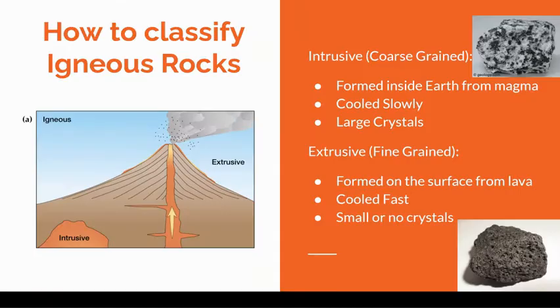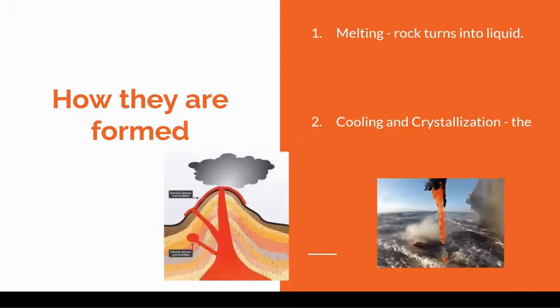Let's start with igneous rocks. Igneous rocks are formed, as we know, from volcanoes. So, how they're formed is melting happens first. The rock turns into a liquid like magma or lava, as you can see in these pictures. Then it cools and crystallizes. What happens during the cooling and crystallizing is that it solidifies, it turns back into a solid, and you start seeing some of the different crystals, the different colors and different specks you see inside of the rock.